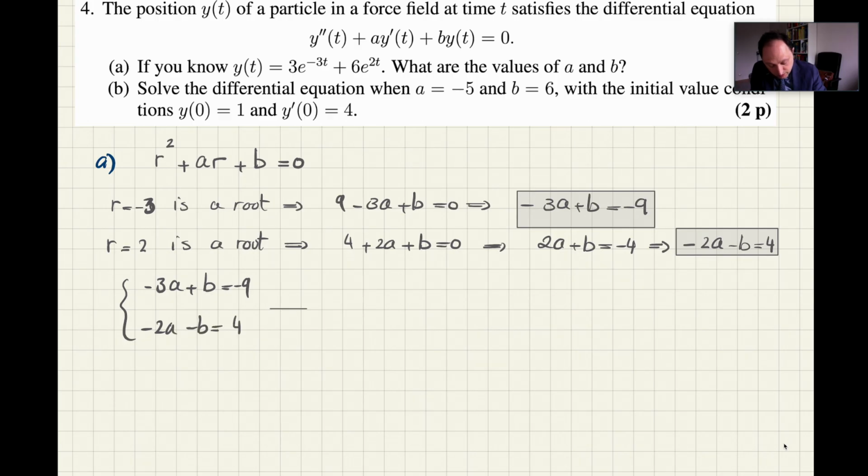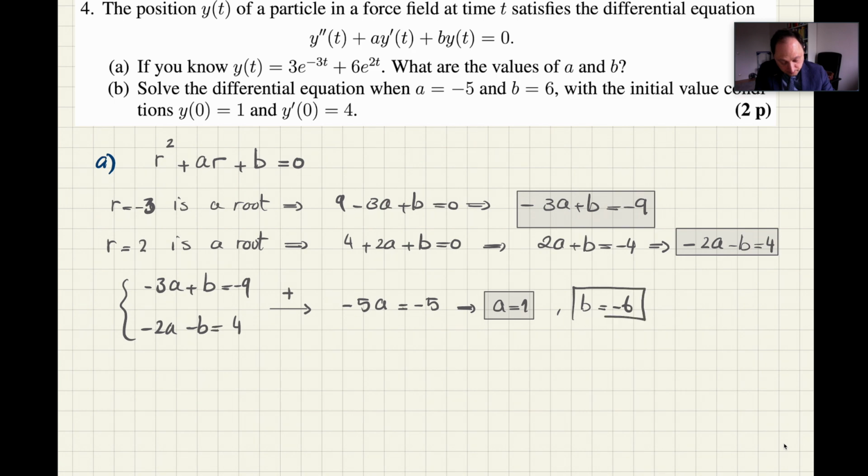And then I add them, yes? When I add them, this becomes minus 5a is equal to minus 5. So I got that a is equal to 1. And when a is equal to 1, I put it in one of these equations and b becomes, what was that? Minus 3 and minus 6. So what are the values for a and b? We were able to find the values for a and b. That was actually very simple. Yeah, this exam doesn't seem to have hard questions.